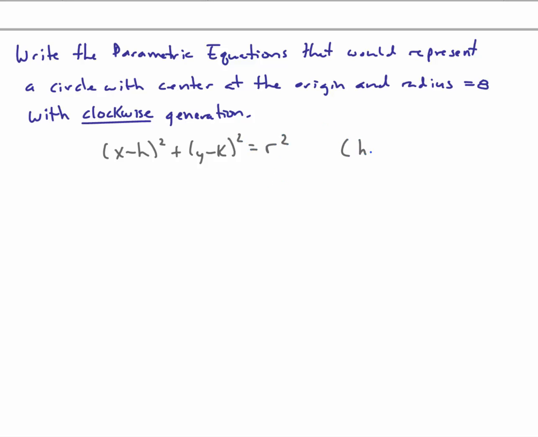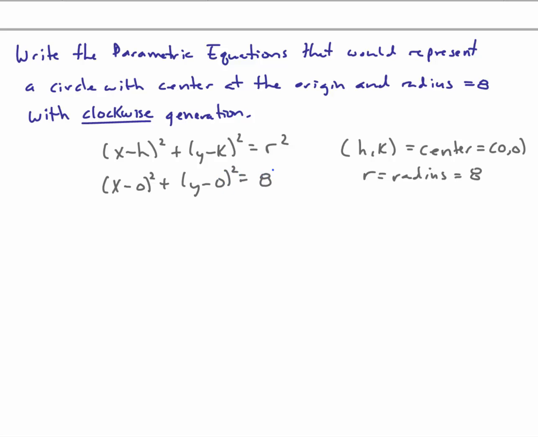So in our case, h, k, which is our center, is the origin, so that's 0, 0. In our case, r is the radius, and our radius is equal to 8. So filling this in, this would look like x minus 0 quantity squared plus y minus 0 quantity squared equals 8 squared. And of course x minus 0 is just x, so I have x squared plus y squared equals 64. So there's kind of where I can start.